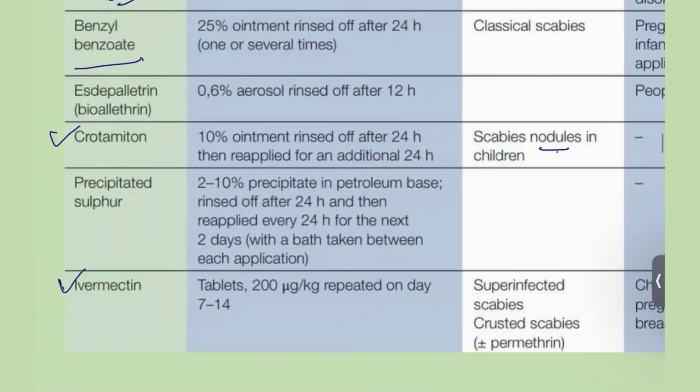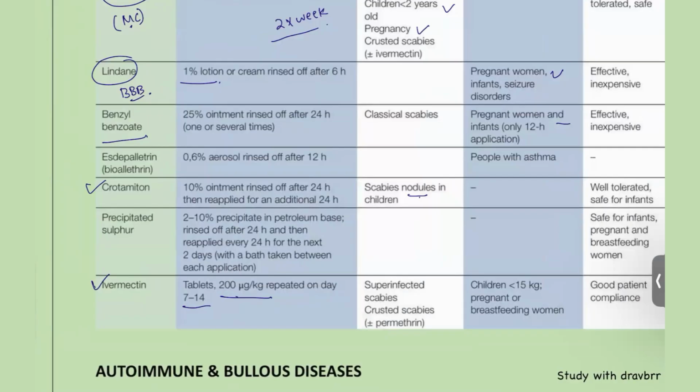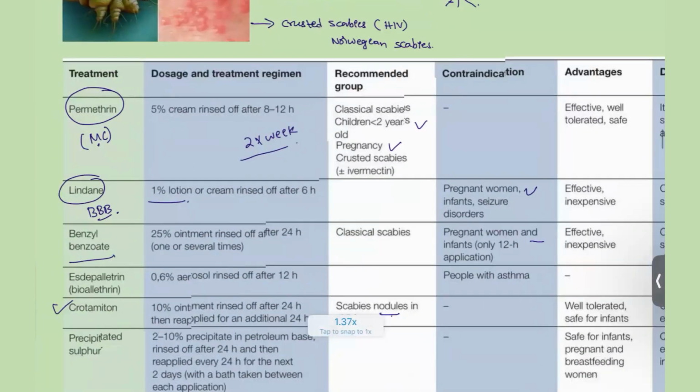Ivermectin: when there is a superficial infection also, we are going to start. 200 micrograms per kg is given on the first day and again on the 7th and the 14th day. This is for ivermectin. And again, this is not given in patients with pregnancy or breastfeeding women. Okay, remember these points for the treatment.